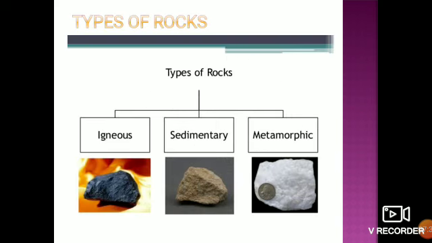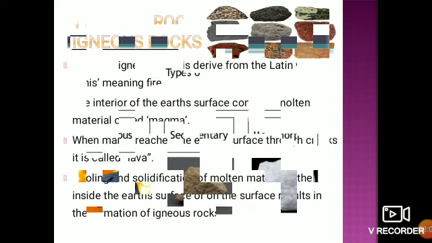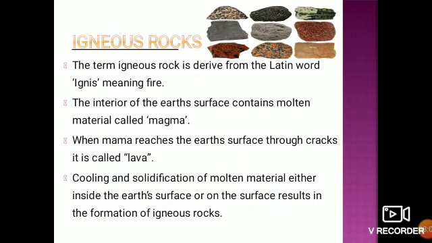Now next, move on to the classification of rocks. On the basis of their formation, rocks are basically classified into three types. For today's class, we will be discussing the first type, that is igneous rock. The other two types are sedimentary and metamorphic. Let's define igneous rocks.